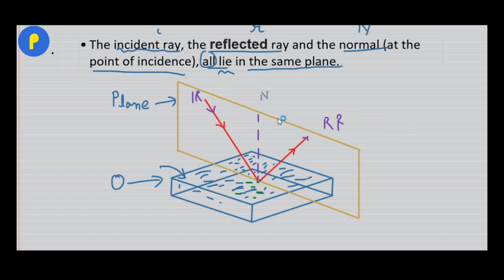Now as per this point, the incident ray, the normal, and the reflected ray all lie in the same plane. Here we can also draw a few things: the angle of incidence I, and also R, the angle of reflection. These are the basic concepts, two basic concepts.